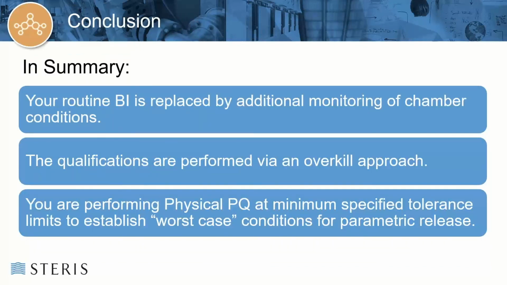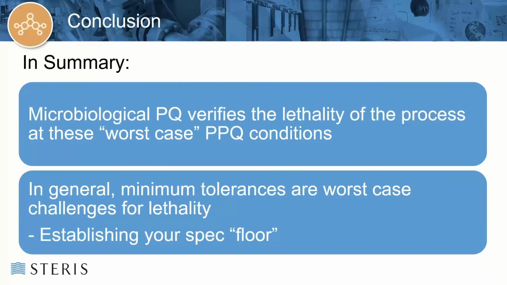So in summary, with parametric release, you are replacing your routine BI by additional monitoring of in-chamber conditions. The qualifications are performed via an overkill approach, which is exactly the current approach that most customers are using currently. You're performing your physical PQ at minimum specified tolerances to establish a worst case scenario for the conditions for parametric release. Your microbiological PQ verifies the lethality of the process at these worst case PPQ conditions. In general, minimum tolerances are worst case challenges for lethality, and with this you establish your spec floor for parametric release.